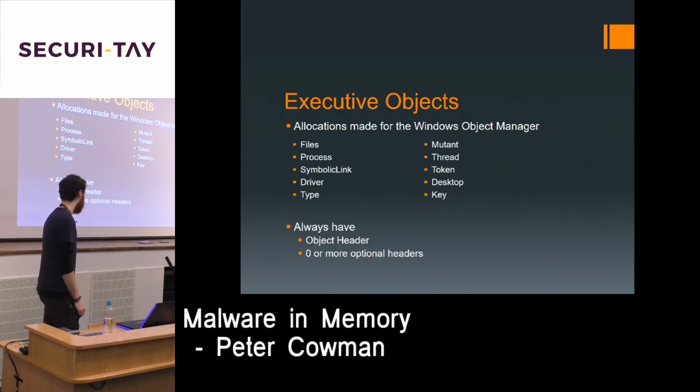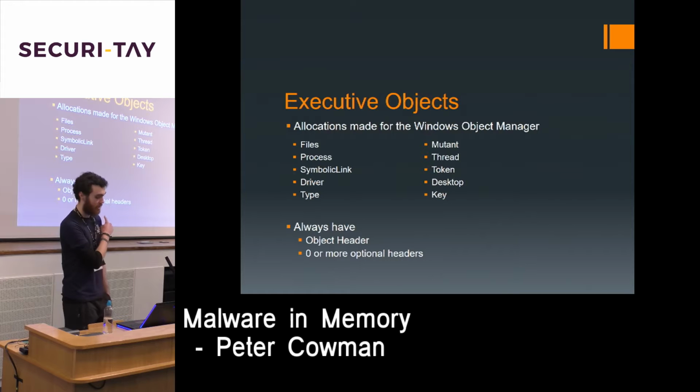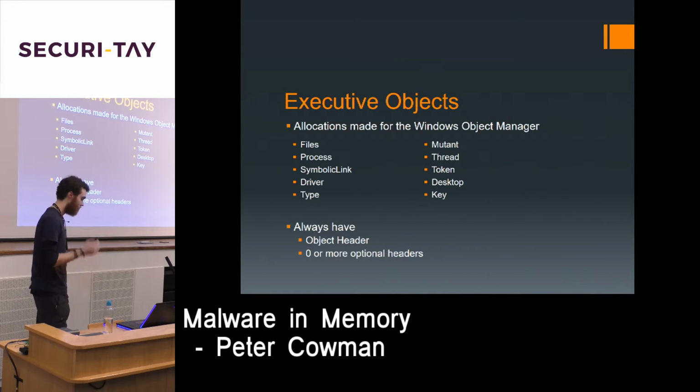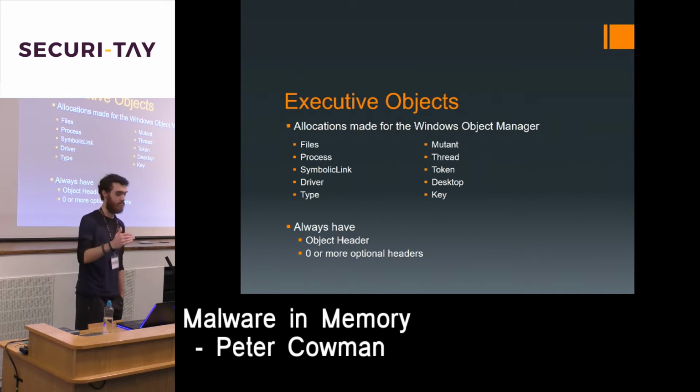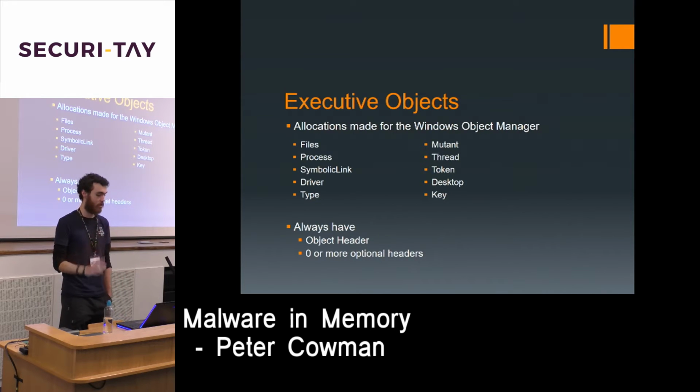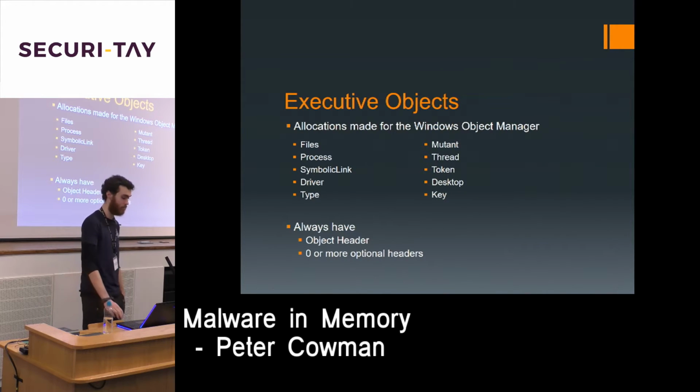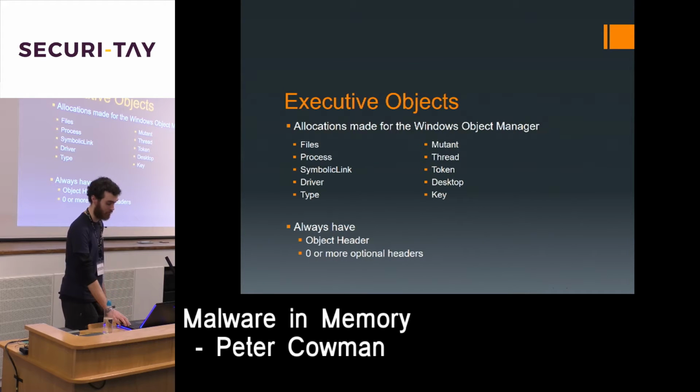The thing about executive objects is they always have an object header. I actually missed one out here. They always have a pool header, an object header, and then optional headers depending on the kind of object they are. So you've got a nice set structure that you can be looking for to try and profile. I'll go into a bit more detail on those in a minute.